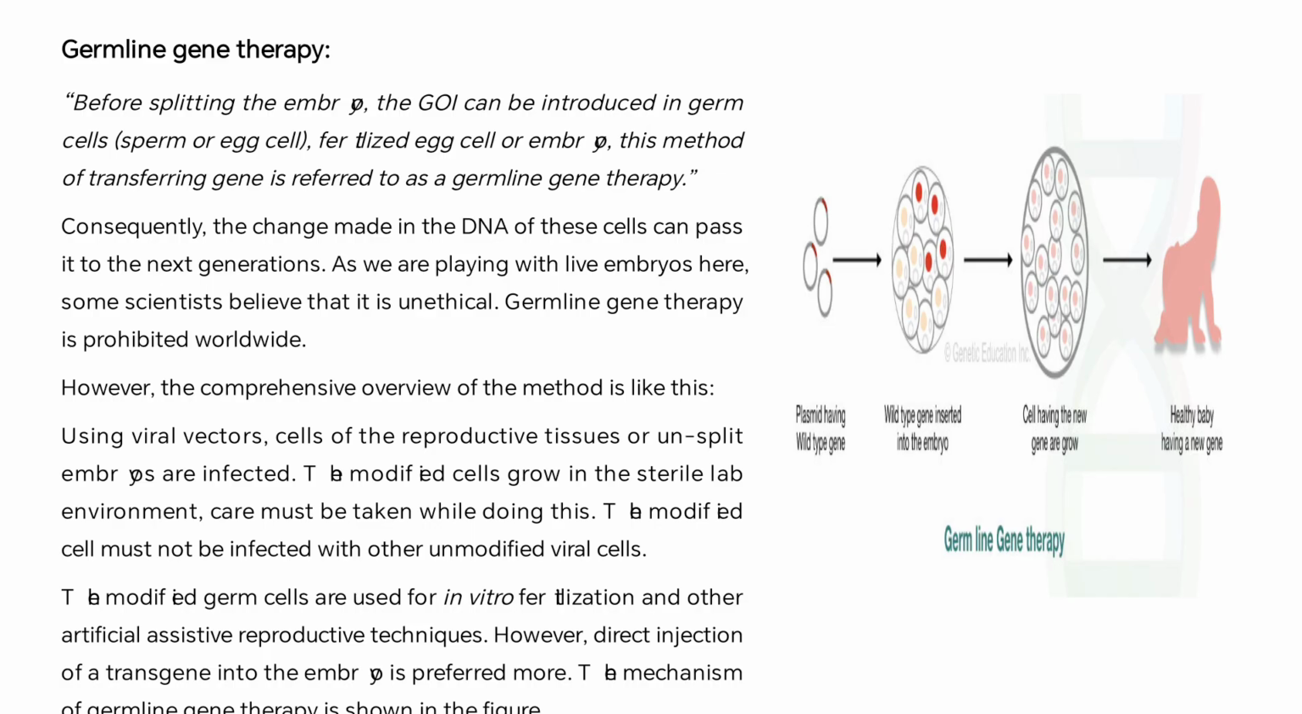However, the comprehensive view of this method is shown in the diagram. Using viral vectors, the cells of the reproductive tissue or unsplit embryos are infected. The modified cells are grown in a sterile laboratory as we do in IVF, in vitro fertilization. In the same manner, we take out the embryo and add the gene using a virus and infect it. Then the modified embryo cells are taken out and the unmodified cells are removed.